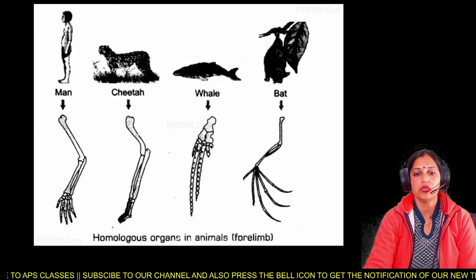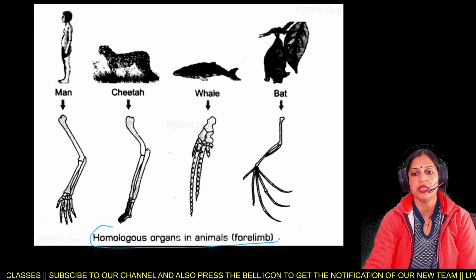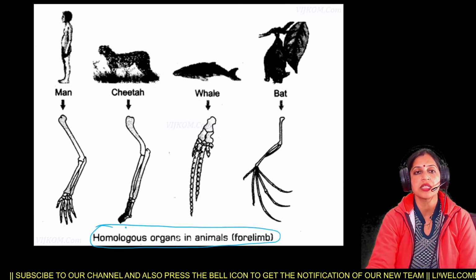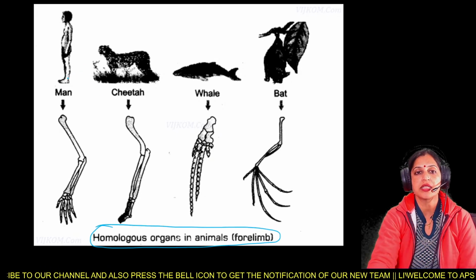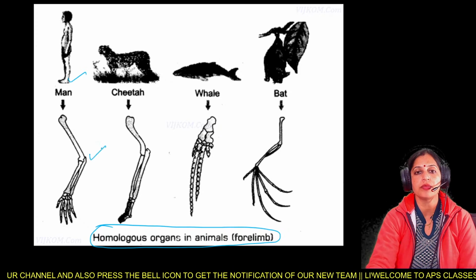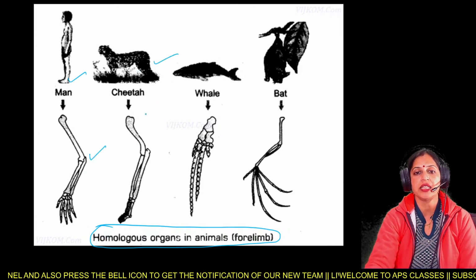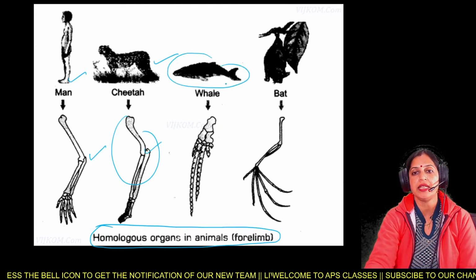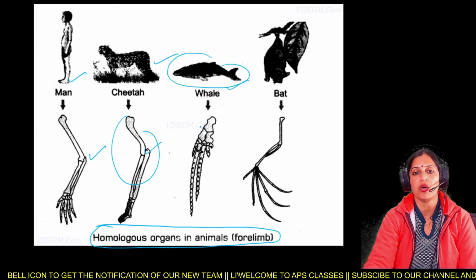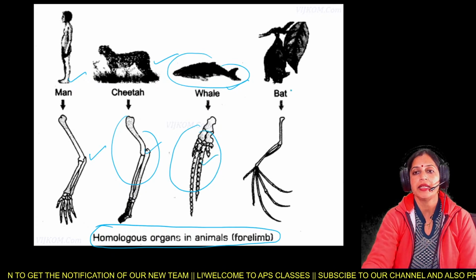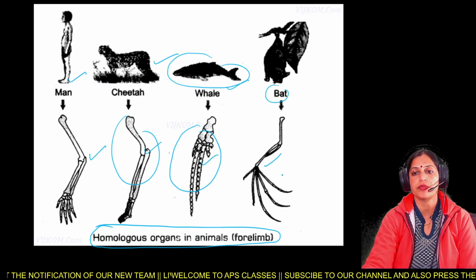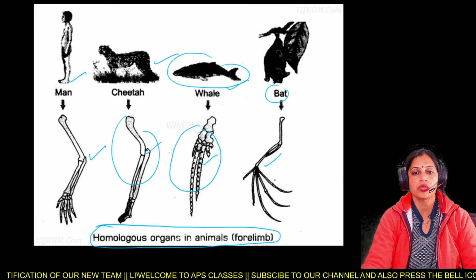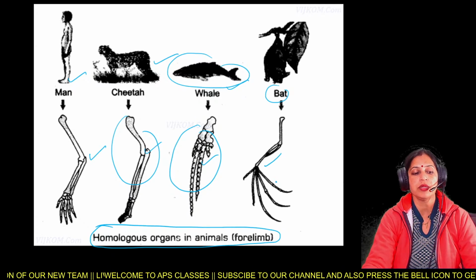These are the homologous organs in animals, especially the four limbs. This is the man, and these are the four limbs of man. This is the cheetah, and these are its four limbs. This is the whale, and these are its four limbs. And this is the bat, and these are its four limbs.